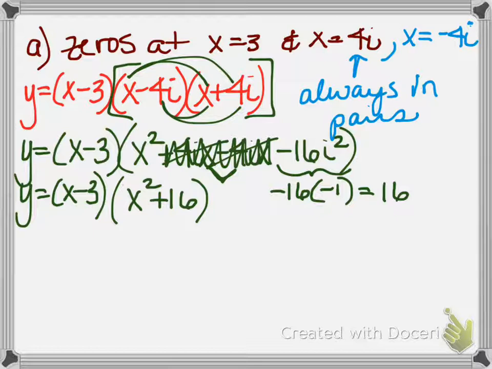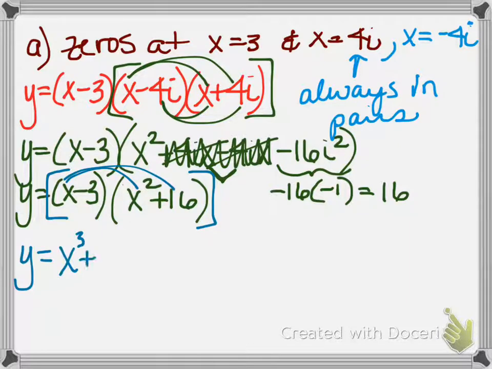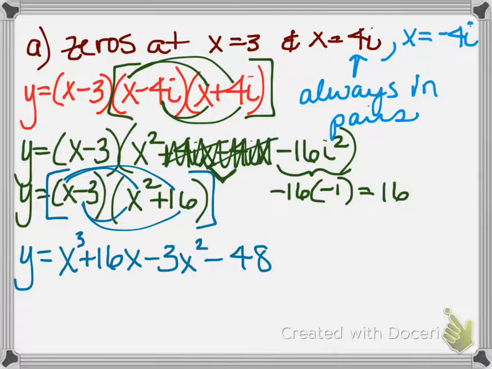So now I have another set of parentheses to FOIL, these two, and then I'm done. So y equals x times x squared, that's x to the third, x times 16, that's 16x, negative 3 times x squared is negative 3x squared, and negative 3 times 16 is a negative 48. So it looks like I'm done, but remember general form is in decreasing order of exponents. So I have my x to the third here, but then my x squared is here and my x to the first is in between, and that's not general form.